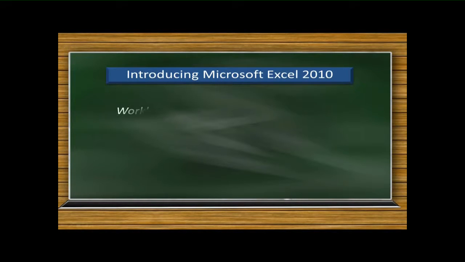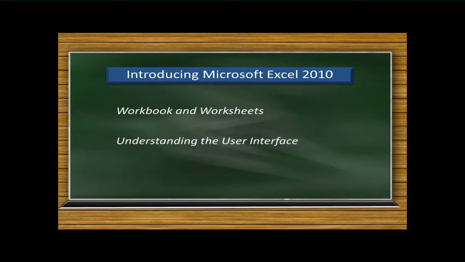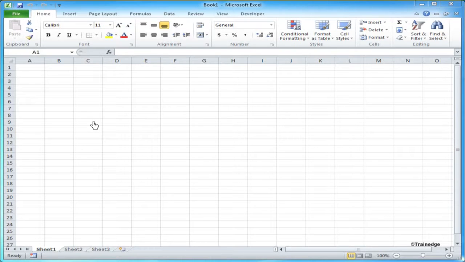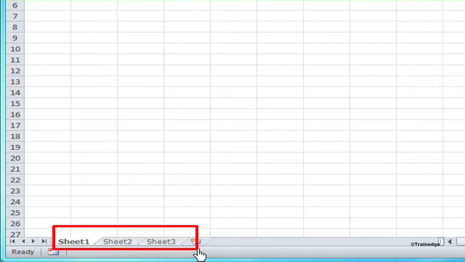In this video, you will learn about workbook and worksheet and the user interface of Excel 2010. Excel files are also called workbooks. Each file or workbook contains one or more worksheets. The Worksheet tab shows all the worksheets contained in the current workbook and the worksheet names.